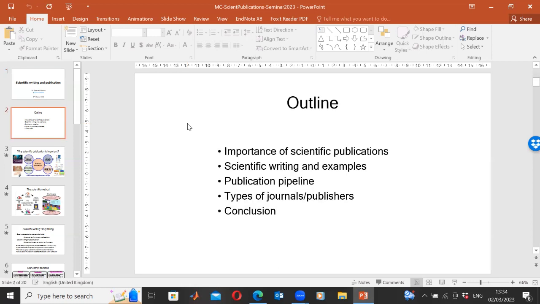In the first slide, I will talk about the outline of what we are going to cover in this discussion. The first is to understand the importance of scientific writing and also publishing our results. What sort of benefits do we gain from publishing our results? Then the second will be about the writing exercise itself and a few examples of what exists in literature, and then the publication pipeline. In the end, we want to know the different types of journals and how we go about publishing our results in these different types of journals. And finally, we make a conclusion.